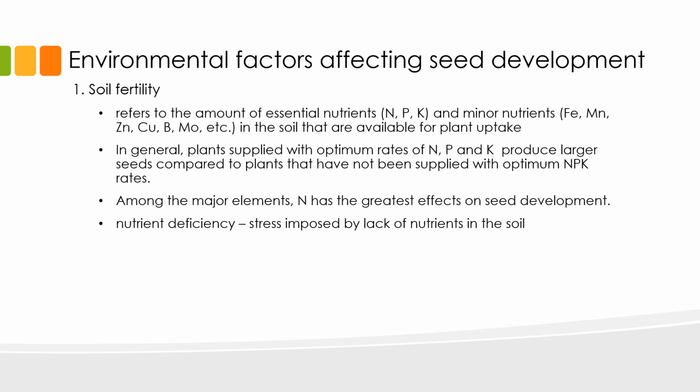In contrast, iron, manganese, zinc, copper, boron, and molybdenum are considered minor elements. These elements, unlike nitrogen, phosphorus, and potassium, are required by the plant only in minute amounts. In general, plants supplied with optimum rates of nitrogen, phosphorus, and potassium will produce larger seeds compared to plants that have not been supplied with optimum rates of the macronutrients.